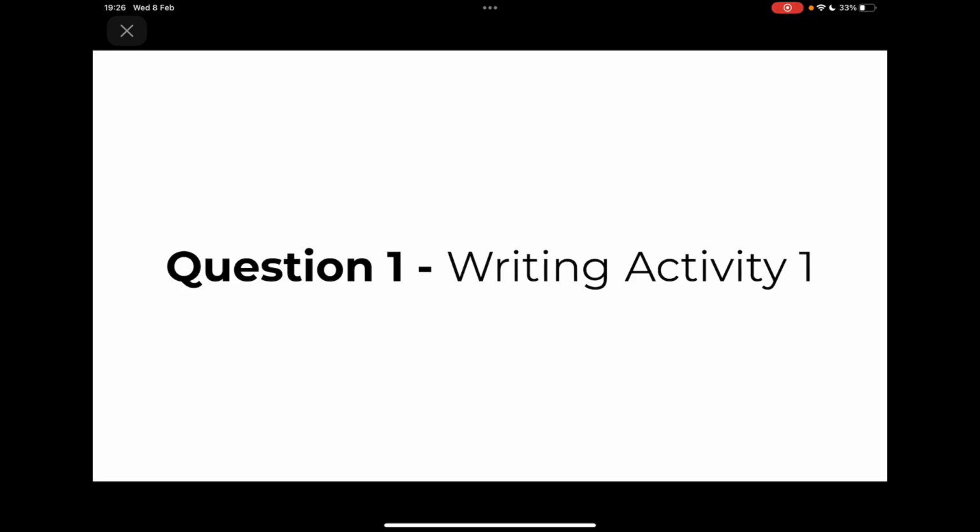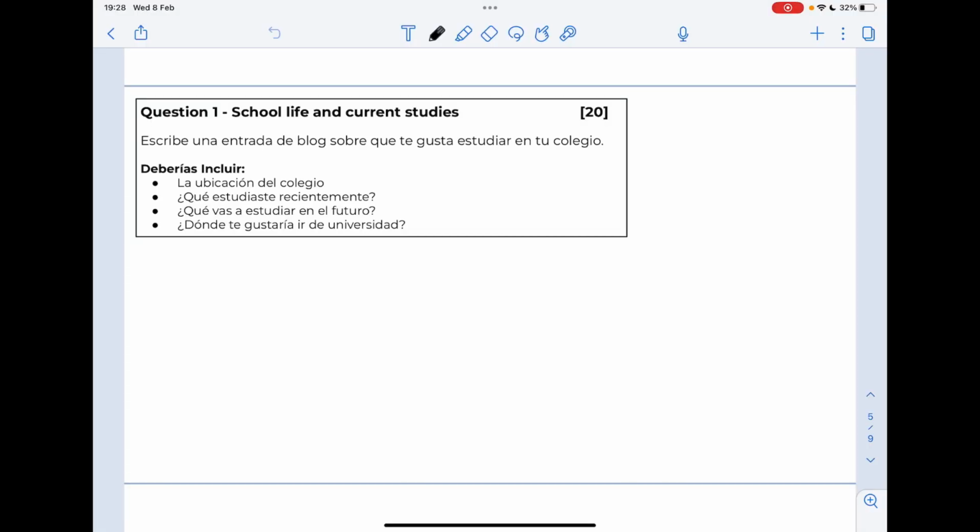So let's look a little bit at the first writing activity. In terms of the questions, I'm also giving you a theme. So the theme for this one is school life and current studies. So the question says, escribe una entrada de blog sobre qué te gusta estudiar en tu colegio. Then it's got, deberías incluir la ubicación del colegio, qué estudiaste recientemente, qué vas a estudiar en el futuro, y dónde te gustaría ir de universidad.